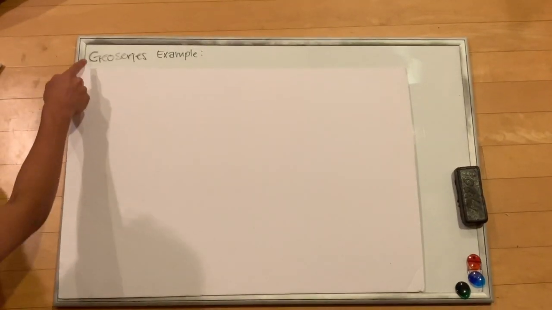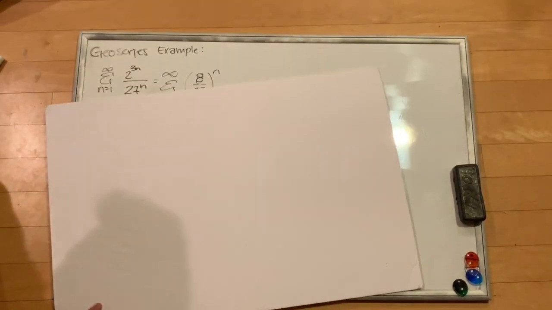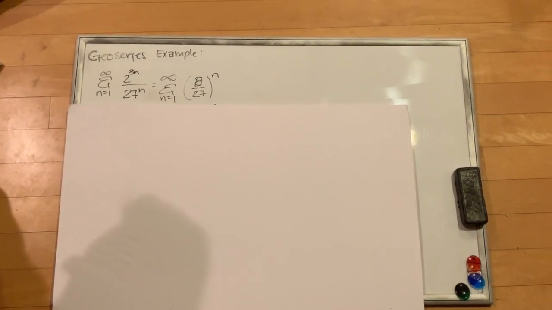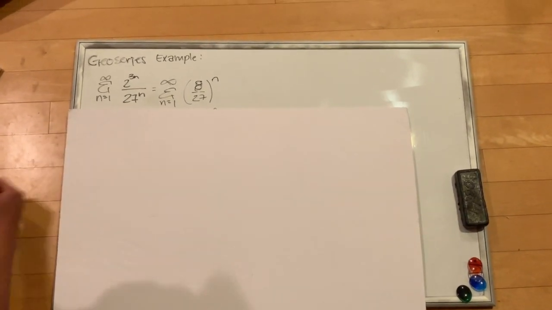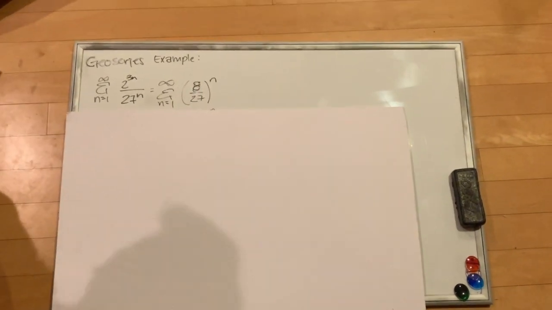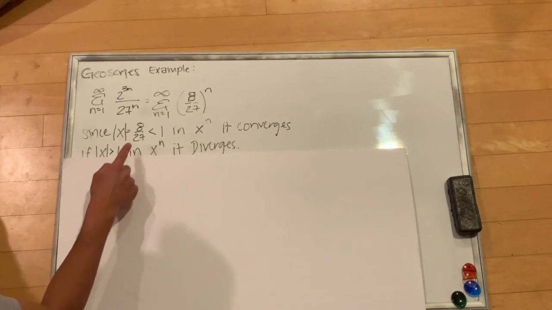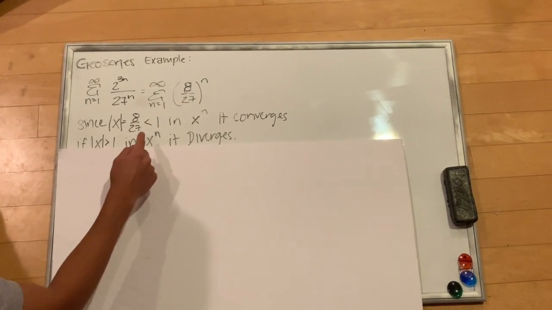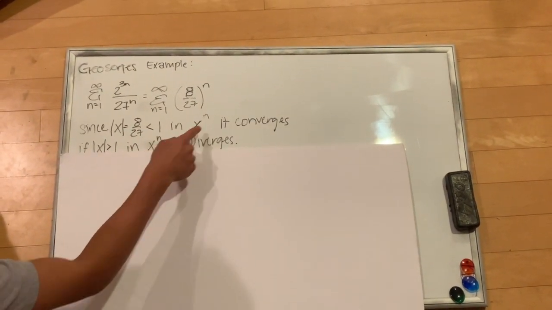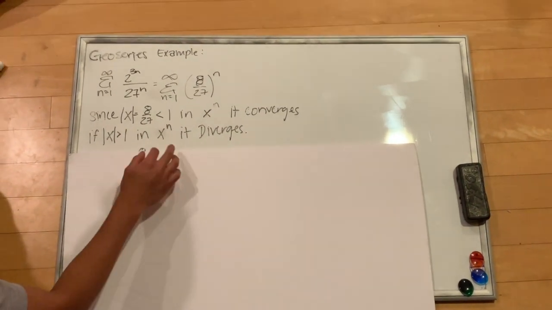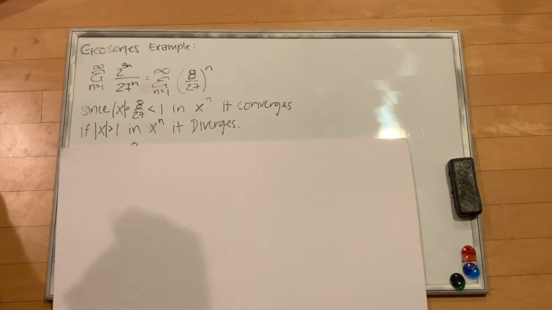So now we're going to do a geometric series example. Our example is the sum from 1 to infinity of 2 to the 3n over 27 to the n. And we can rearrange that fraction into 8 over 27 to the power of n. And since x, which is what we have here, equals 8 over 27, then that's less than 1 in x to the power of n. That means it converges. If x was greater than 1, then it would diverge.